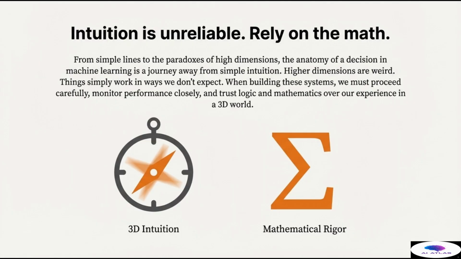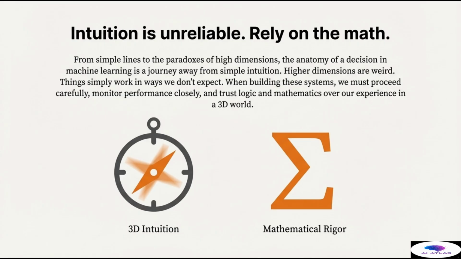We have traveled a journey from drawing simple lines in the sand for binary classification to encountering profound paradoxes in high-dimensional geometry. The overarching lesson from this anatomy of decision-making in machine learning is clear. Intuition is unreliable. You must rely on the math. When dealing with complex algorithms, especially those operating in hundreds or thousands of dimensions, our experience in the 3D world, our 3D intuition, is actively misleading. Concepts like volume, distance, and density simply work in ways we don't expect.